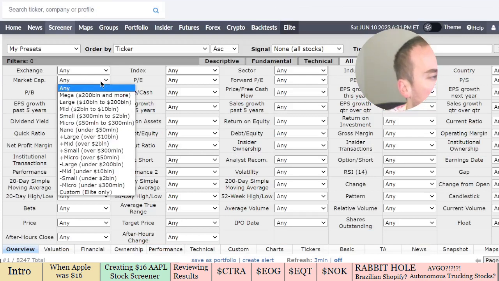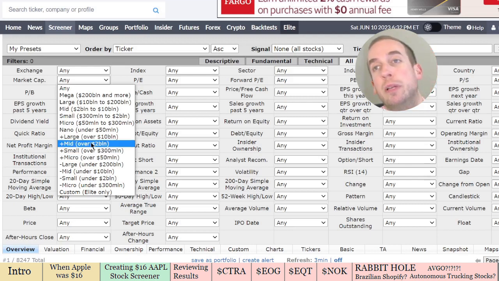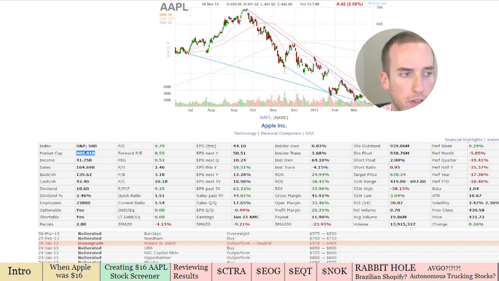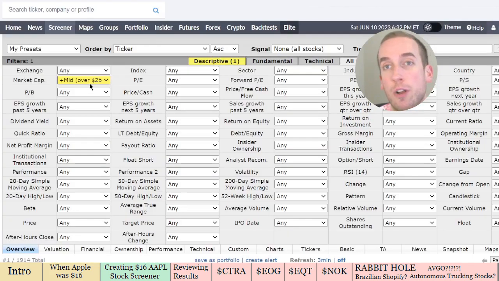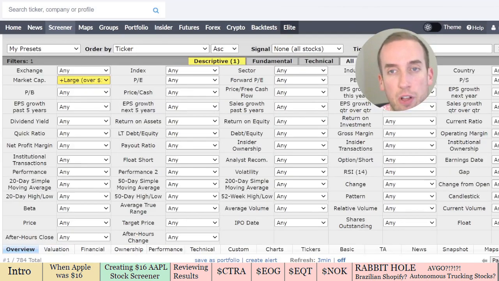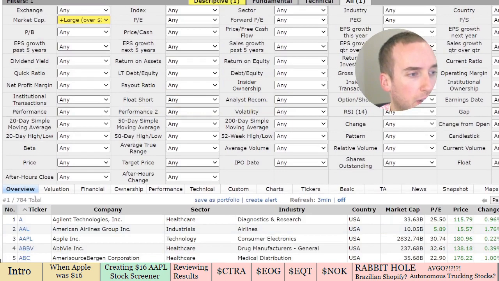So market cap, I am going to go to it. It was over 1 billion. So let's do small. We want to do over 300 mil. We could do mid over 2 billion because Apple was 4 billion. Was it 4 or 400? It was 400 billion. Let me update this. So we're going to do large caps over $10 billion here. All right. We went from around 7 or 8,000 stocks now down to 784 right here.